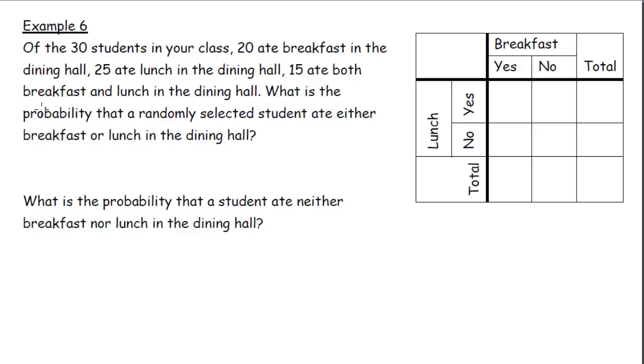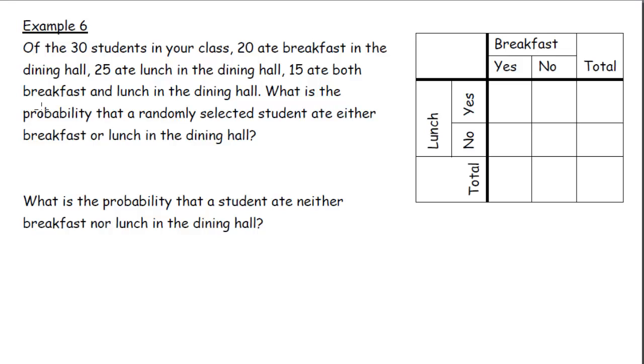Of the 30 students in your class, 20 ate breakfast in the dining hall, and 25 ate lunch in the dining hall. 15 ate both breakfast and lunch in the dining hall. What is the probability that a randomly selected student ate either breakfast or lunch in the dining hall?